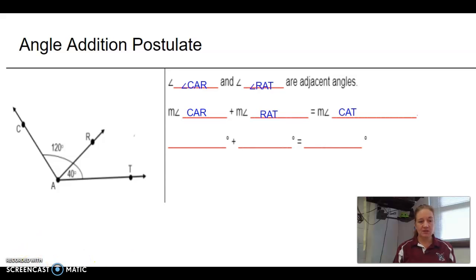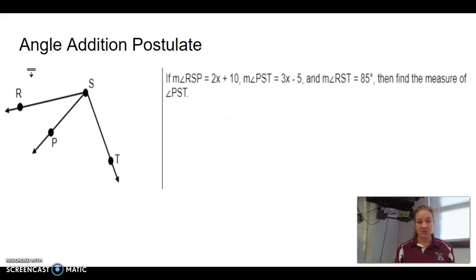Okay, so let's go ahead and check our work. CAR is 120 degrees. RAT is 40 degrees, and I just add them together. So 120 plus 40 is 160. So CAR is 120, angle RAT is 40, and the measure of CAT is 160. Does that make sense? Okay.